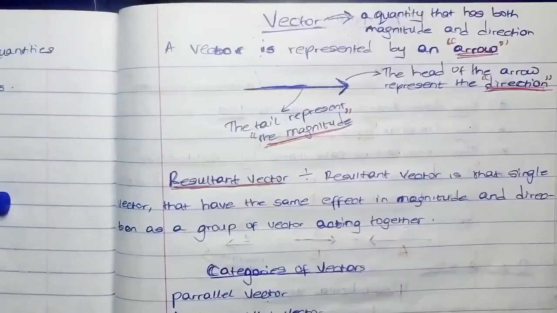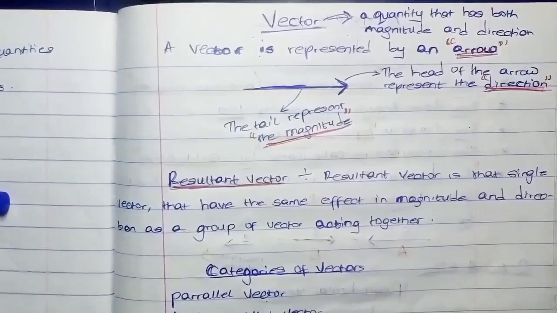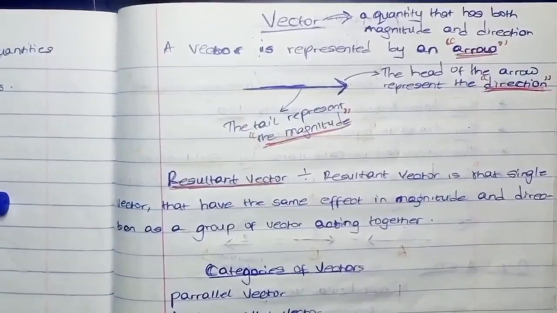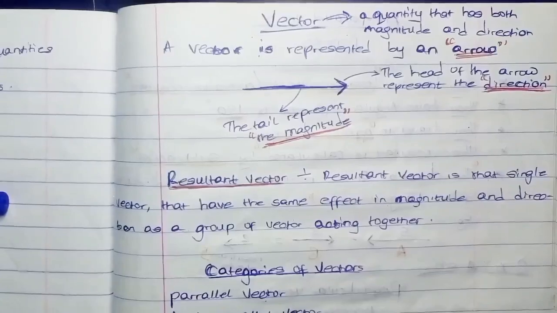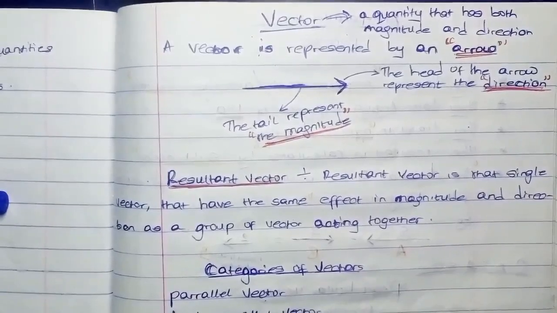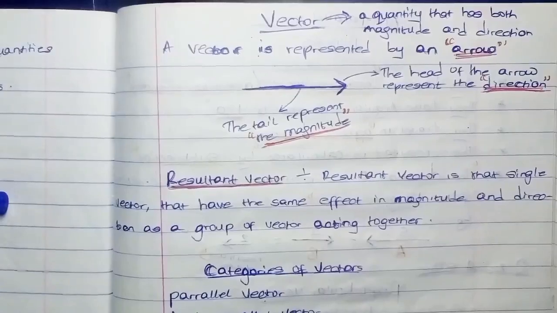We talk about vector quantity, talk about resultant vector. I want to talk about the categories of vector quantity as well as do the calculations under the categories of vector quantity. Now, you might have heard the word vector quantity before. Yeah, vector and scalar quantity.